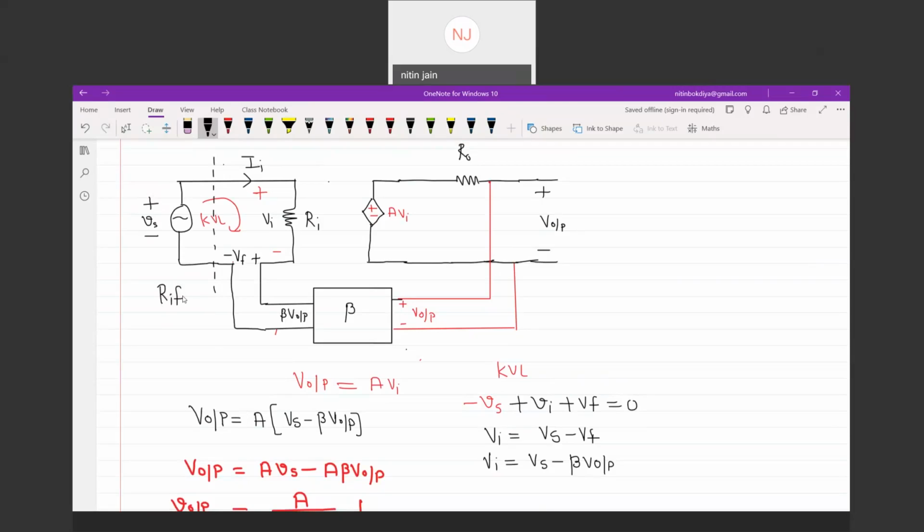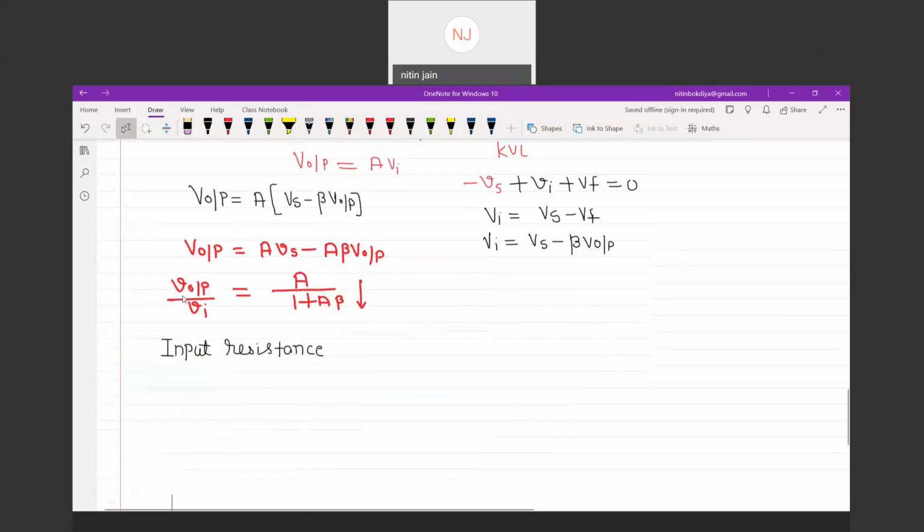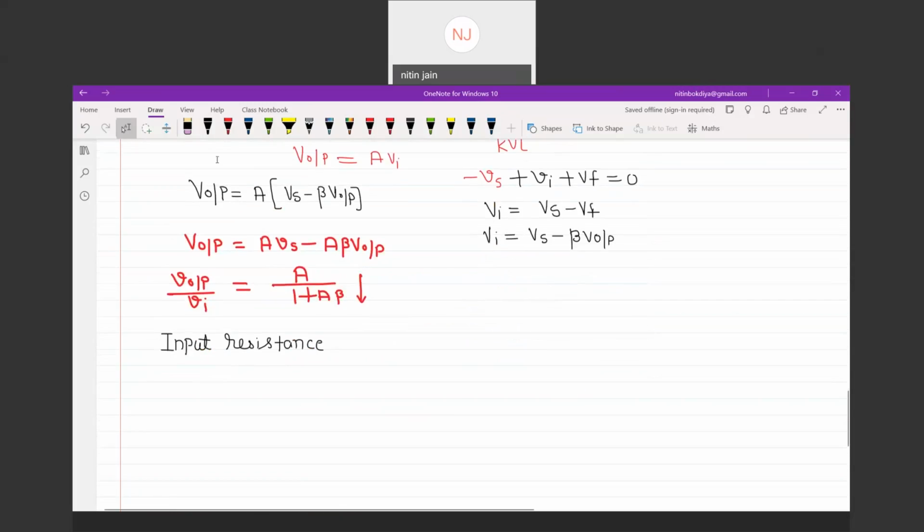So let's talk about how this circuit will work. Can I say RIF can be written as VS divided by I input.